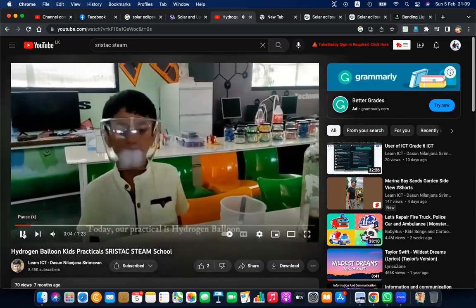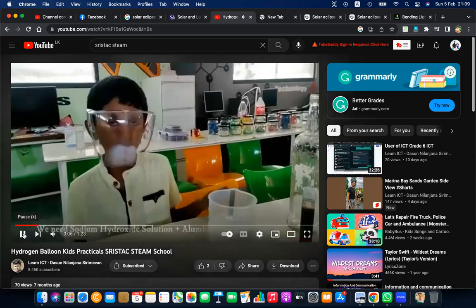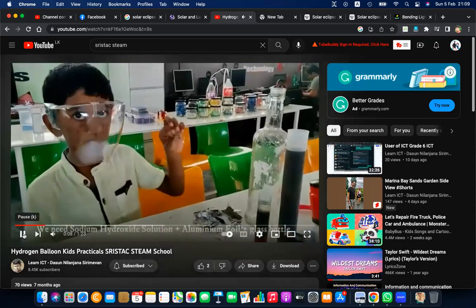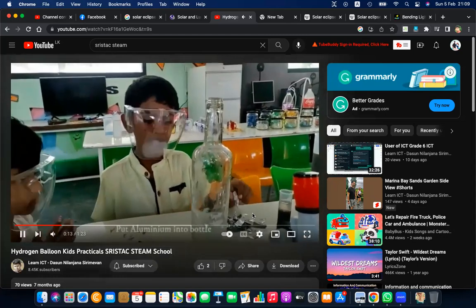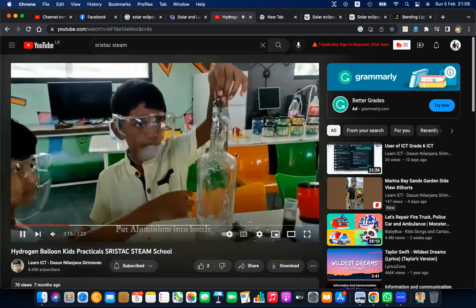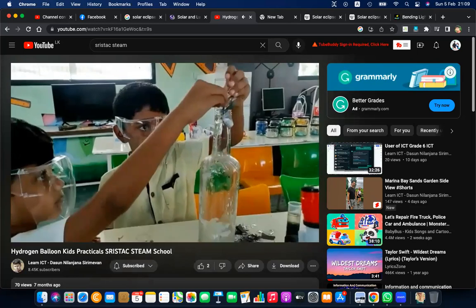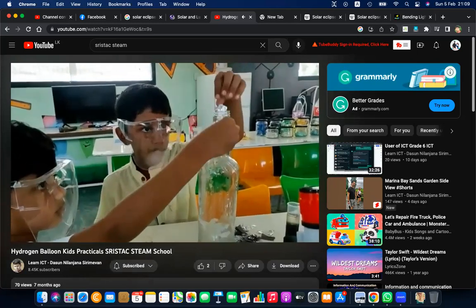Okay. Within aluminium foil. So see, they are inserted into a glass bottle.